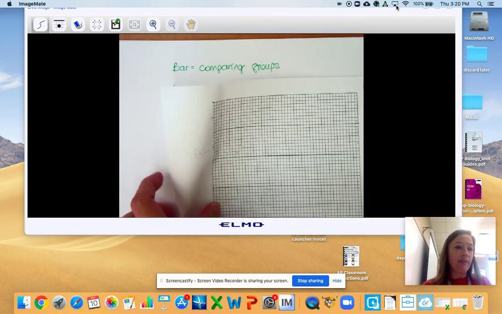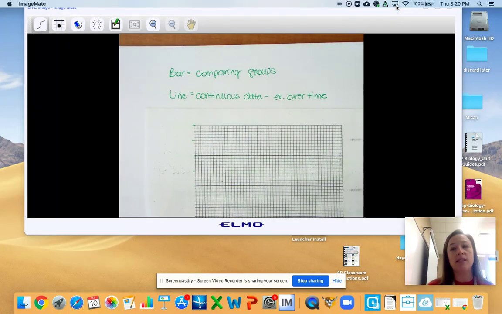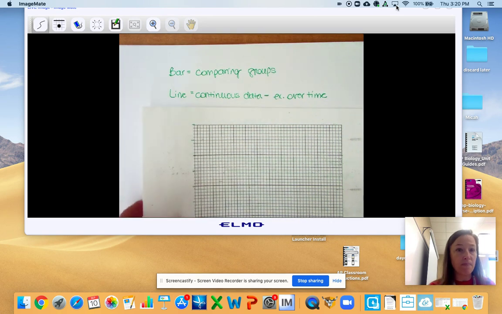With a line graph, it's when you're looking at continuous data. For example, over time, let's say we're running an experiment and we want to take data points at 0 seconds, 30 seconds, 1 minute, but it's the same sample that we're taking the data from. So it's continuous data over, say, a 10-minute period. That's going to be a line graph, because that line is showing the continuation of that data collection.